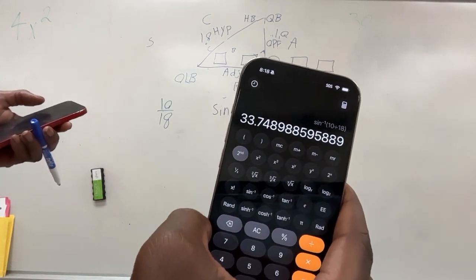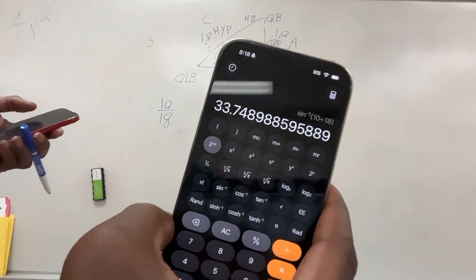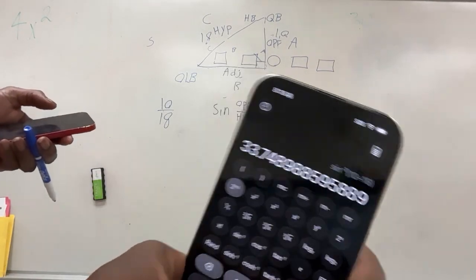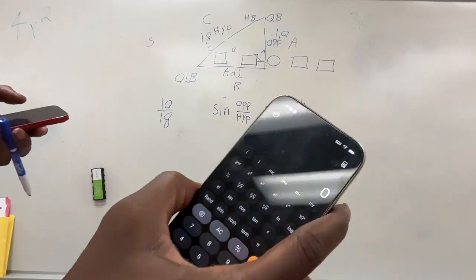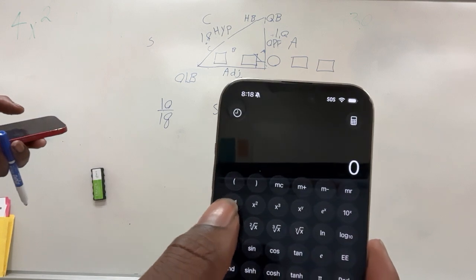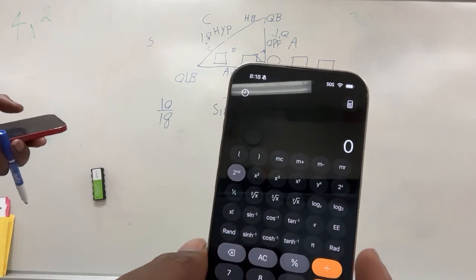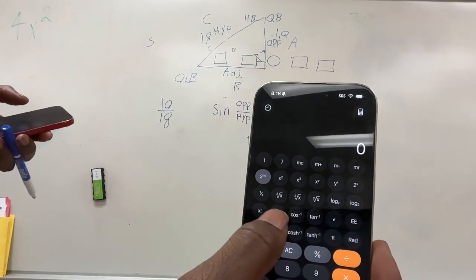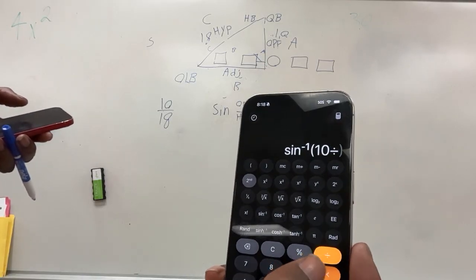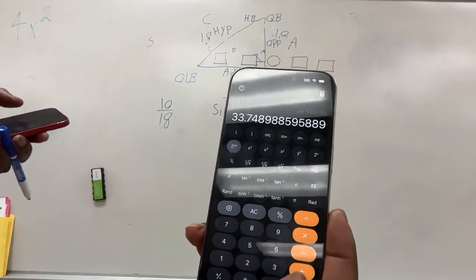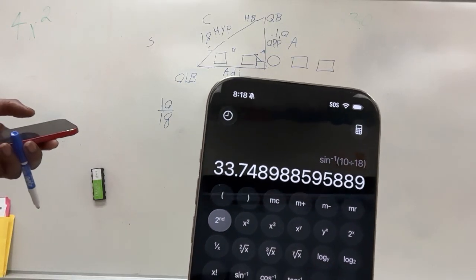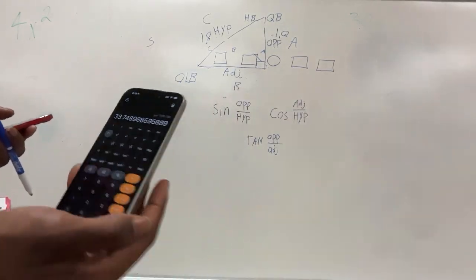33.74, round that up to 34 degrees. So that's for sine. So once again, that was second, tangent. So here, second, right up there. Then you're going to go to sine, right here. 10 divided by 18. Boom. 33.74, round that up, 34 degrees.